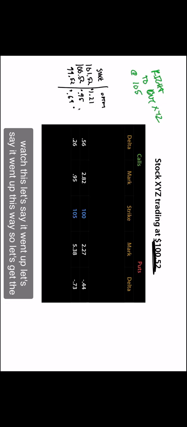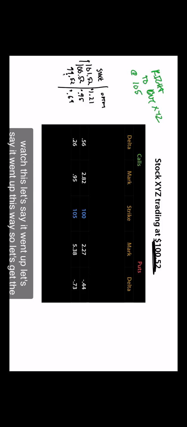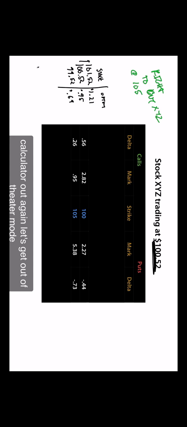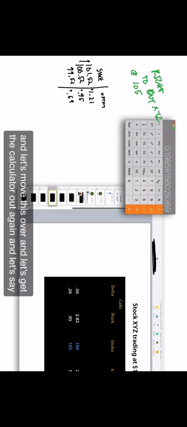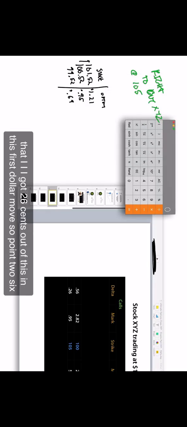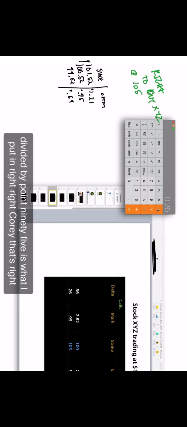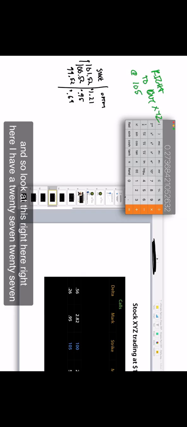Now watch this. Let's say it went up this way. So let's get the calculator out again. Let's get out of theater mode. And let's move this over. And let's get the calculator out again. And let's say that I got 26 cents out of this in this first dollar move. So 0.26 divided by 0.95, what I put in, right, Corey? That's right.